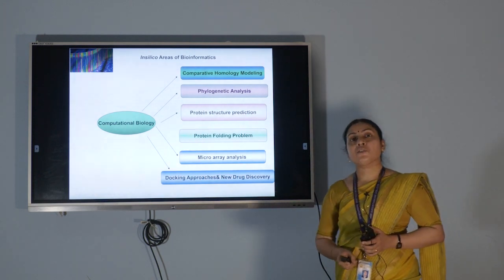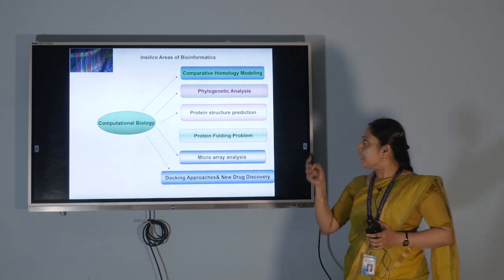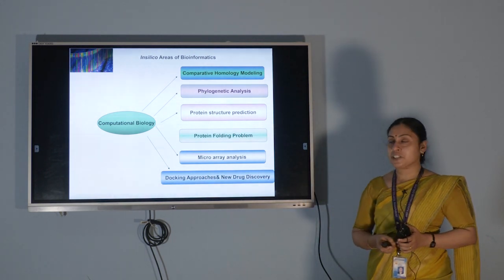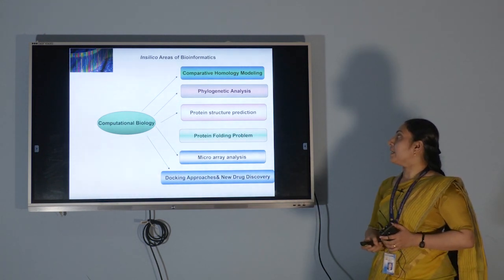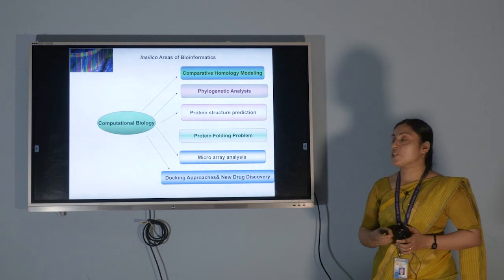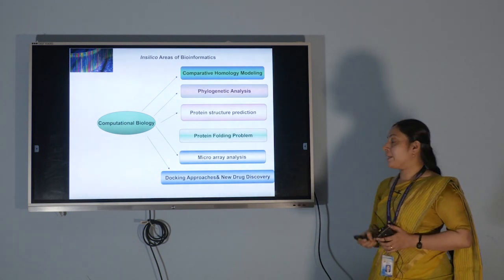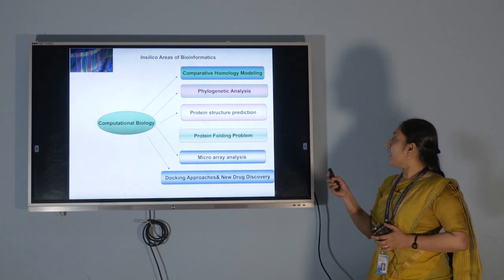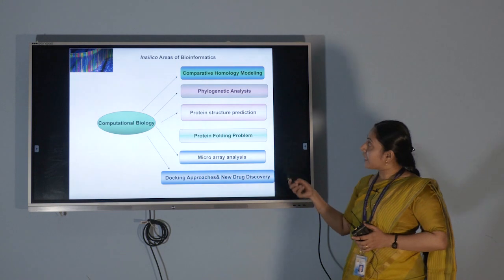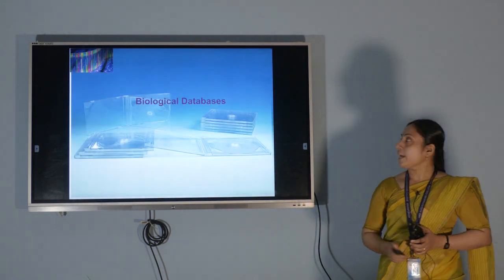And in silico areas of bioinformatics. In silico, that is the computational methods of bioinformatics, has different branches: comparative homology modeling, phylogenetic analysis, protein structure prediction, that is the protein structure related studies, protein folding problems, microarray analysis, assay methods, docking approaches, and new drug discovery. These are the major in silico areas of bioinformatics.